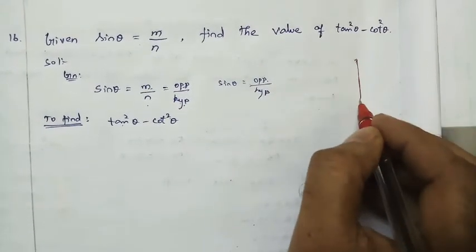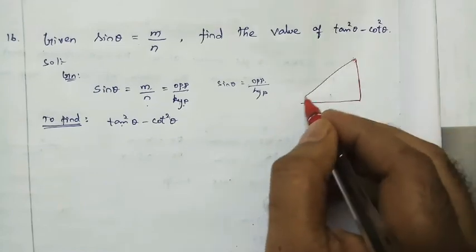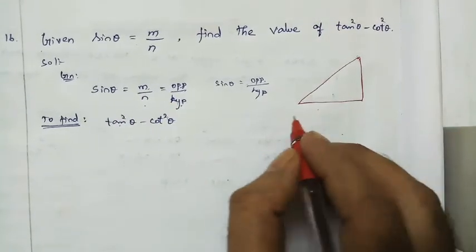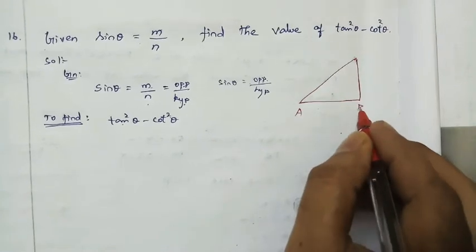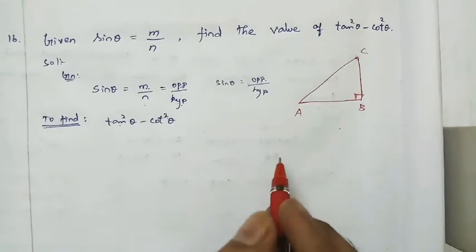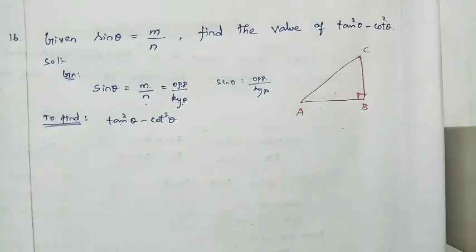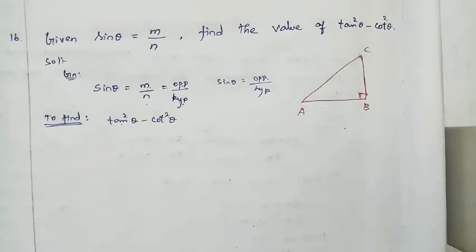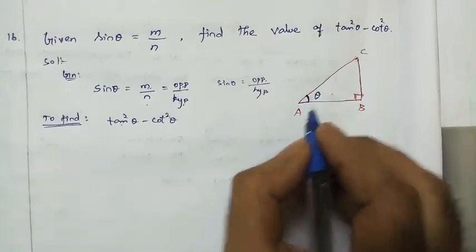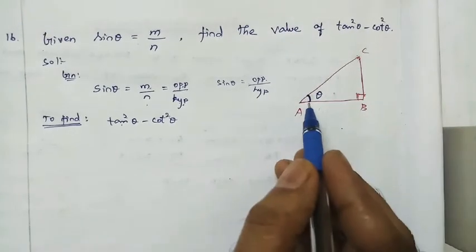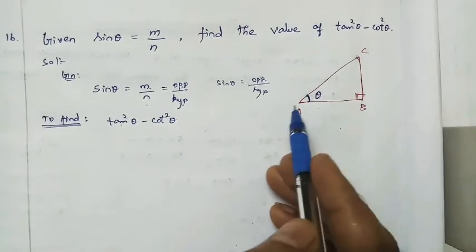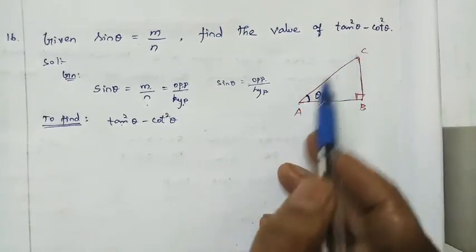Right angle triangle. They didn't mention any variable for theta, so you can take any variable. I'm just taking A, B, C. Angle B is the right angle. And angle A I am just assuming is theta. For theta, BC is the opposite side, AB is adjacent, and AC is the hypotenuse.